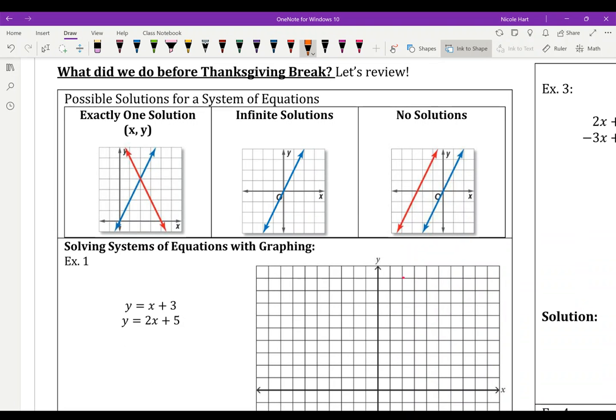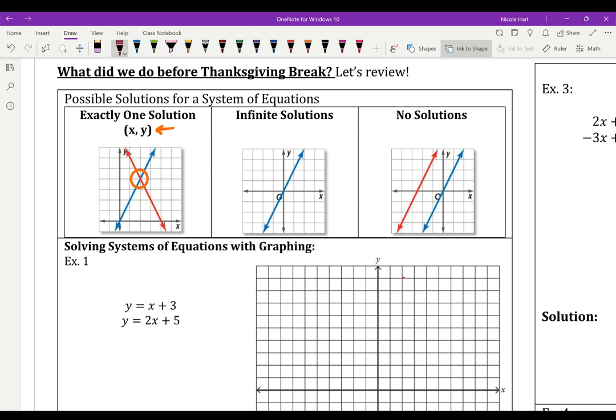So you can have a situation where you have exactly one solution, which occurs where those two lines cross each other, where those two equations have a point in common, or an x and y value in common. So your answer is always going to be a location. It's always going to be an x and y value.